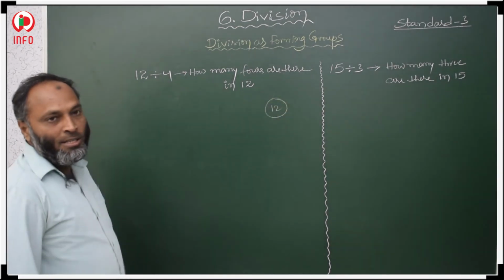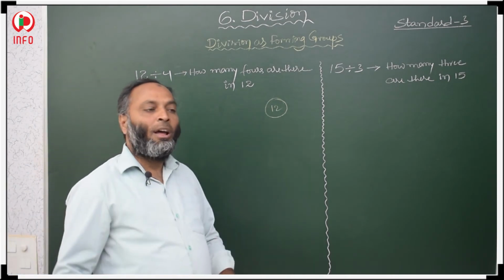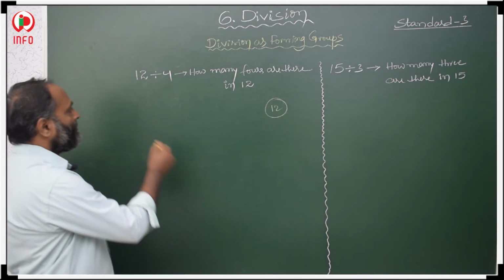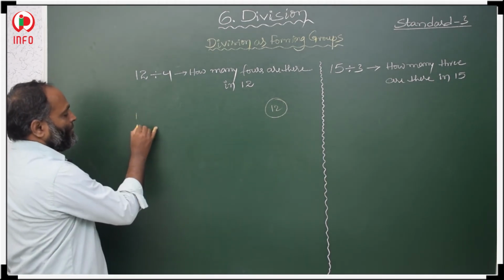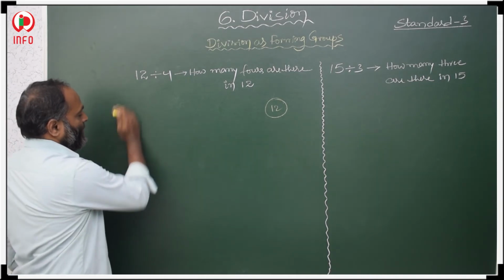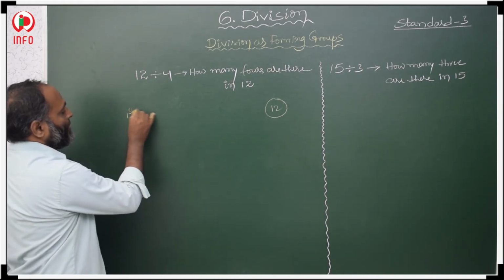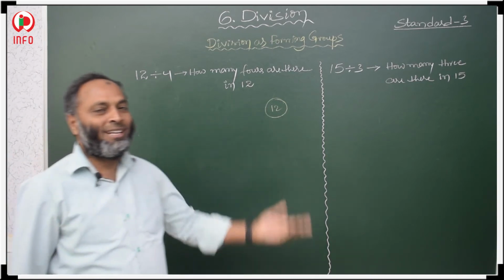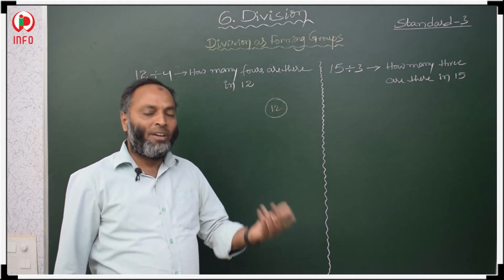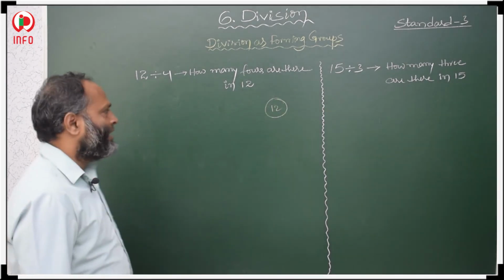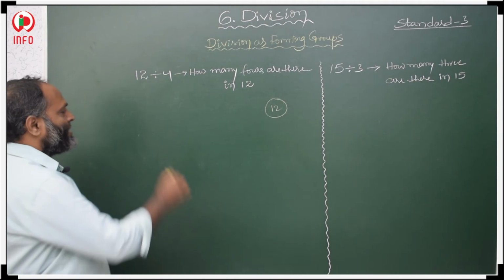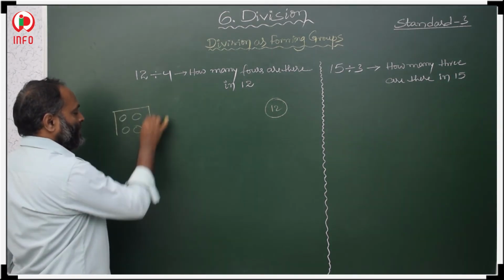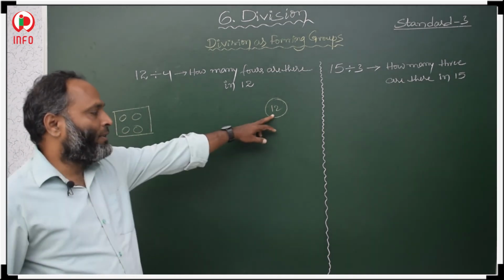12 are there, no? So we have to make 4, 4, 4. How many 4 groups are there? First you take 1, 2, 3, 4. If you want, you can take circles, triangles, whatever is convenient for you. Here I want to take circles. 4 circles I want to take. 1, 2, 3, 4. This is one group. Total 12 is there.